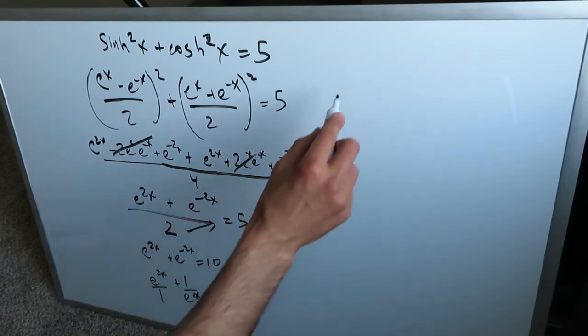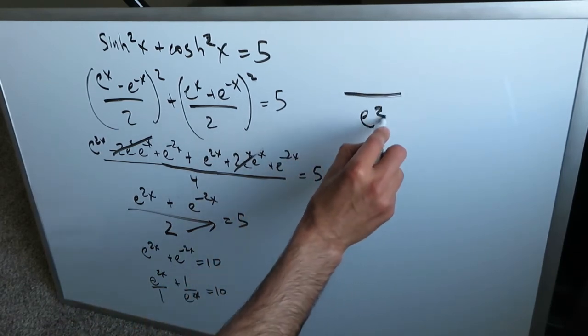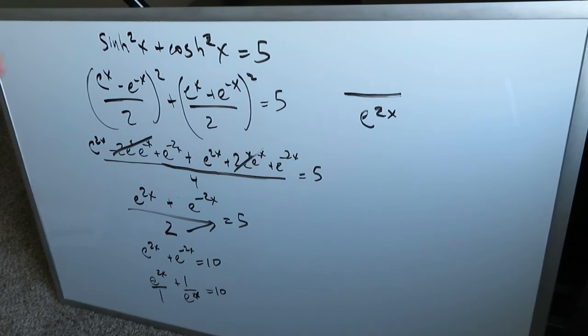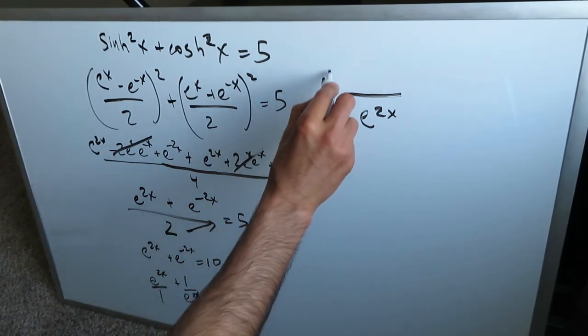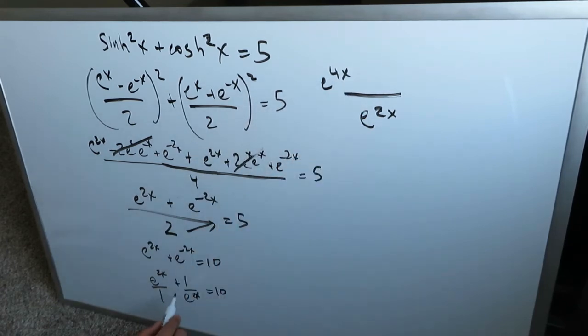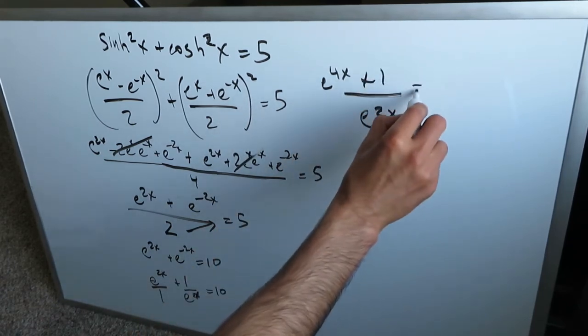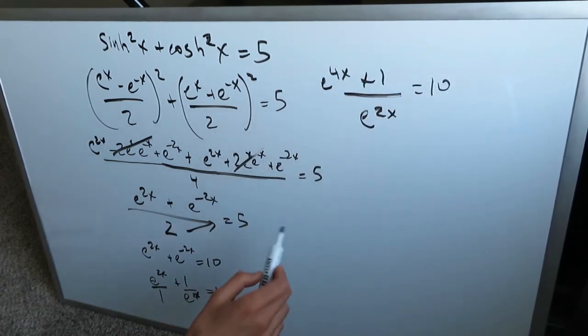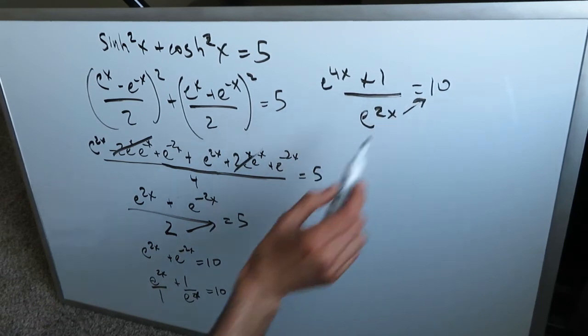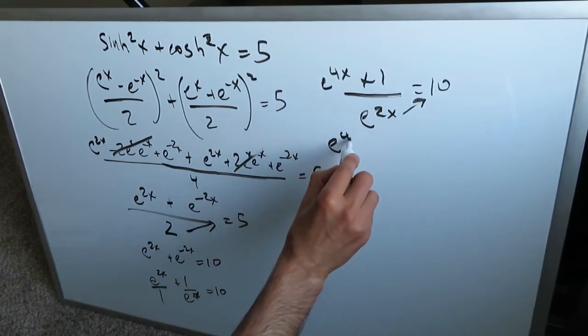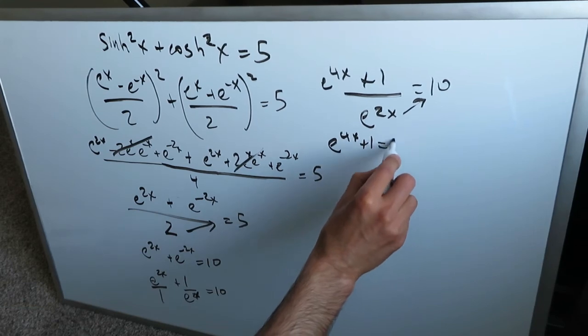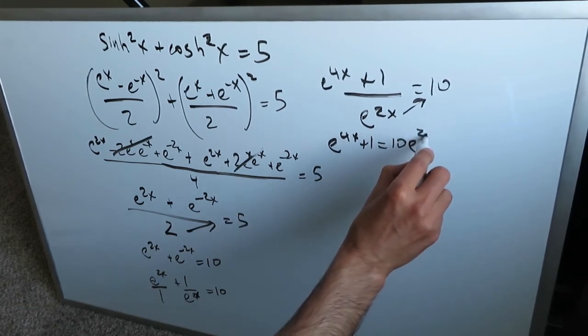Let's do a common denominator over here, which will be e to the 2x. This 1 will go into e to the 2x, e to the 2x times, so you'll get e to the 4x plus 1 to give you a 10. Now all you've got to do, take this on the other side, you get e to the 4x plus 1 is equal to 10 e to the 2x.